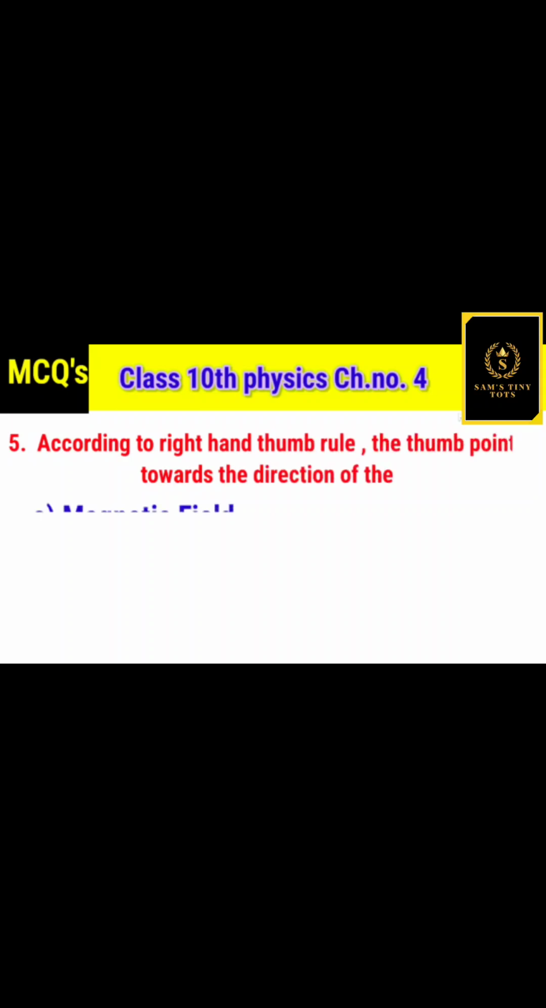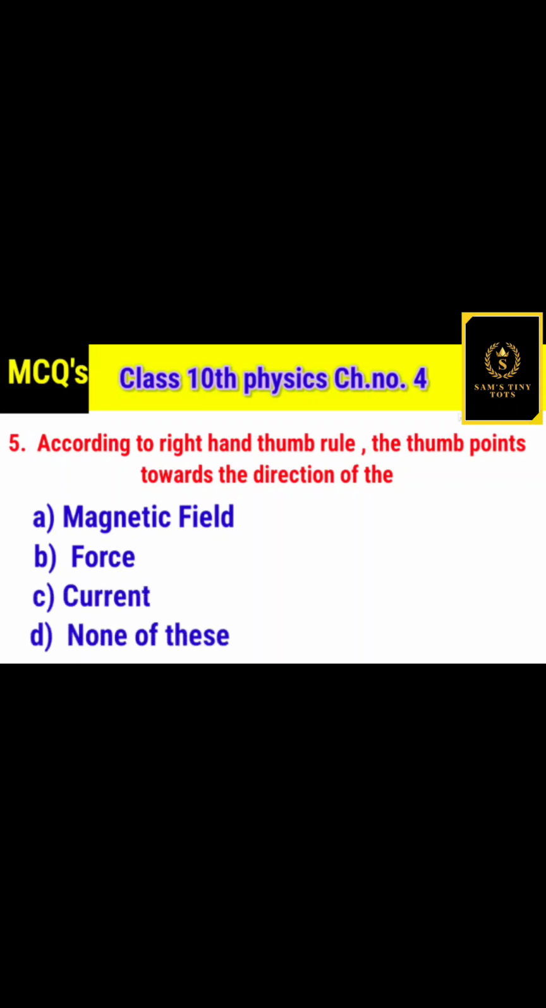Number 5. According to right hand thumb rule, the thumb points towards the direction of the option A magnetic field, option B force, option C current, and option D none of these. And the correct option is option C current.